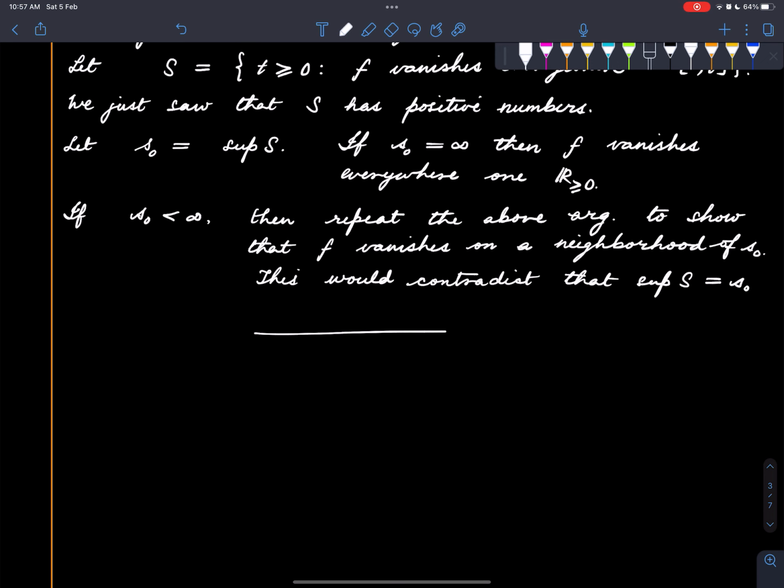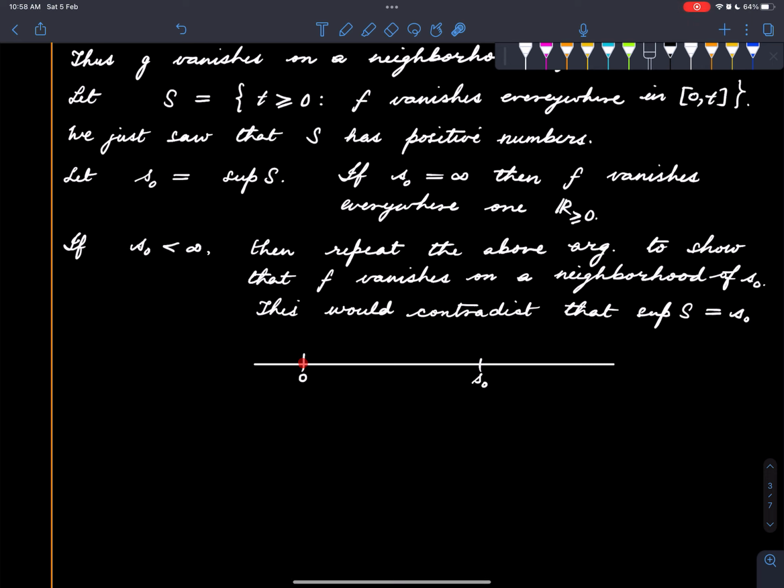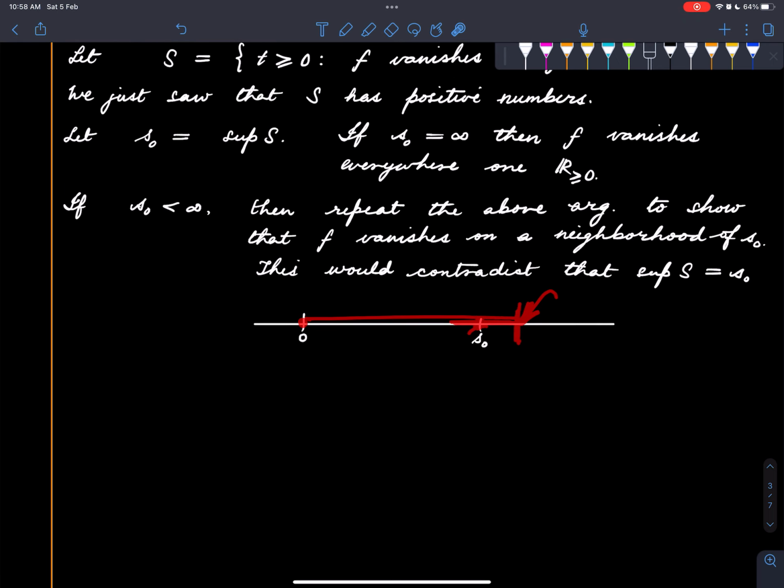So if this is the origin, this is s₀, by definition f vanishes everywhere here. By continuity, f will vanish in fact everywhere here in this closed interval. And now just like we argued for the origin, we can argue for this point and show that there is actually a neighborhood of this guy where f vanishes, which would in turn imply that the supremum of S is at the very least this number, contradicting that the supremum of S is equal to s₀. So that's how that argument will go.